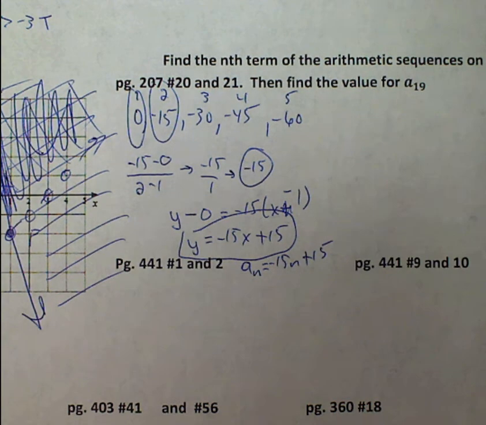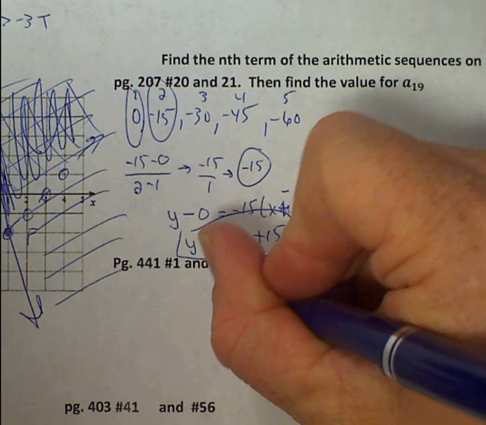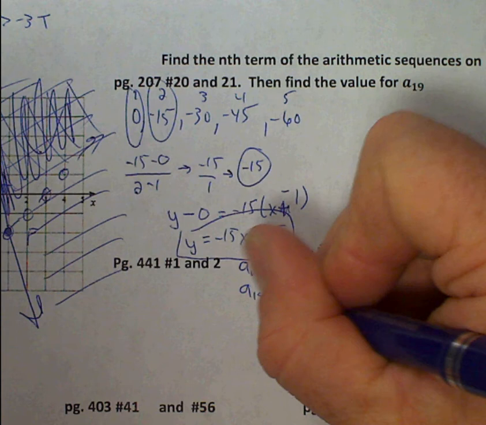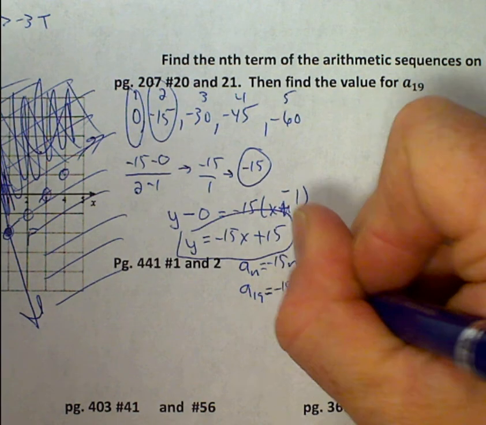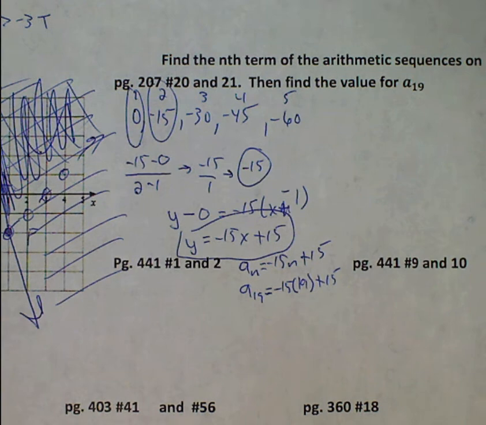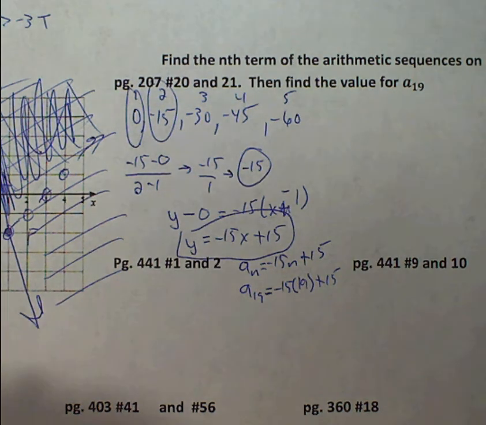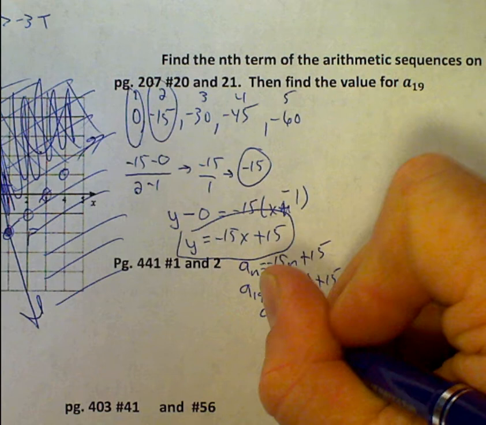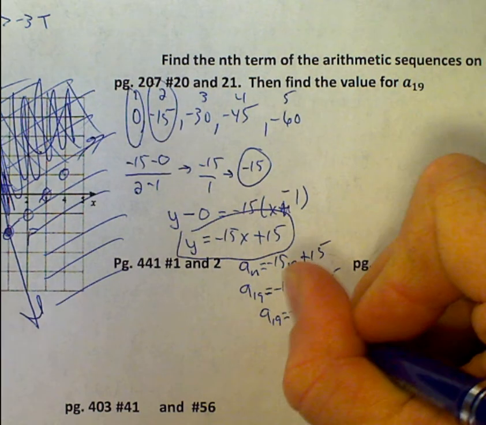Now I need to find the 19th value. That means I plug 19 in to my n. This becomes -15 times 19 plus 15, which gives me -270. So my 19th term is -270.